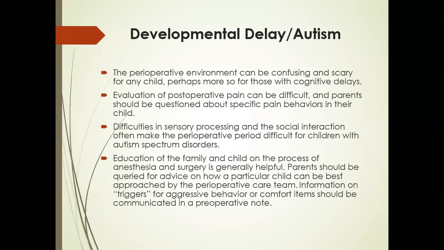Developmental delay and autism. Sometimes those patients need anesthesia even for procedures like dental rehab, even in an older age group of children. The preoperative environment can be confusing and scary for any child, perhaps more so for those with cognitive delays. So we have to talk and educate the family and child on the process of anesthesia and surgery in general. Also, parents should be queried for advice on how a particular child can be best approached by the perioperative care team. Information on triggers for aggressive behavior or comfort issues should be communicated in a preoperative note.